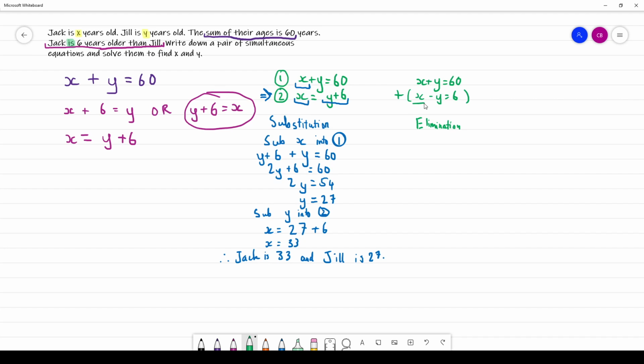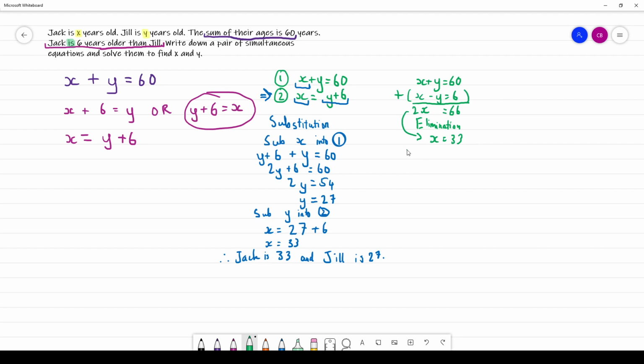So if I plus them, now I just want to add my x plus x. Treat it like they're all individual columns. So this will be 2x, y plus negative y, that's 0, so I don't need to write anything. 60 plus 6, that's 66. Now I can divide by 2, and I'll get x equals 33, which is the same as what we got before.